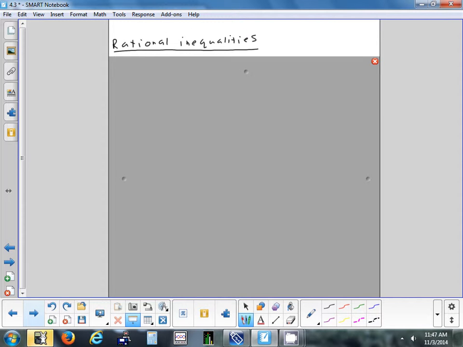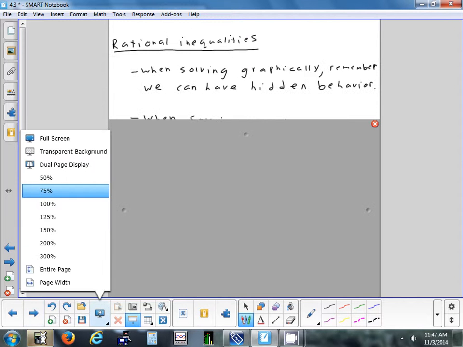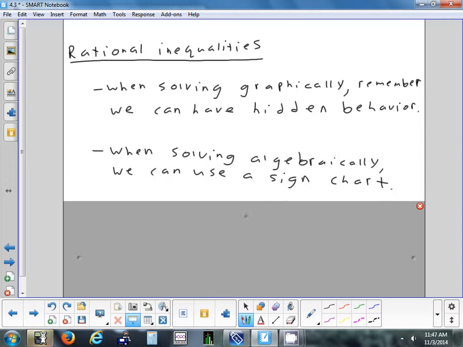Okay, so that brings us to the last part, which is rational inequalities. If you solve it graphically, remember that you can have hidden behavior. So you might have to zoom in, also have to look for things off the screen. And if you're solving algebraically, the only way we can solve it is if it factors. If we can't factor it, we can't solve it algebraically, which means I'm probably going to give you a quadratic or easier if I ask you to do it algebraically.